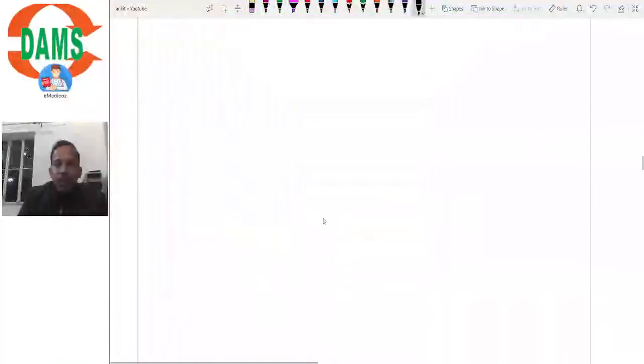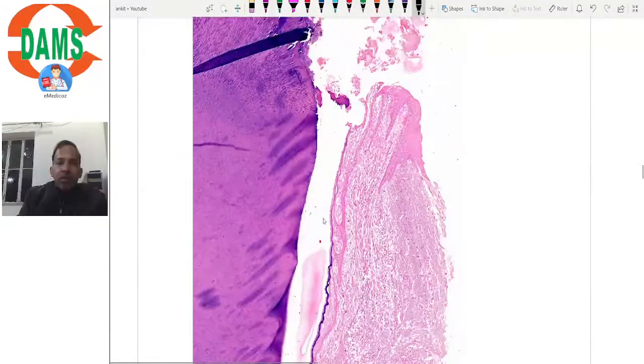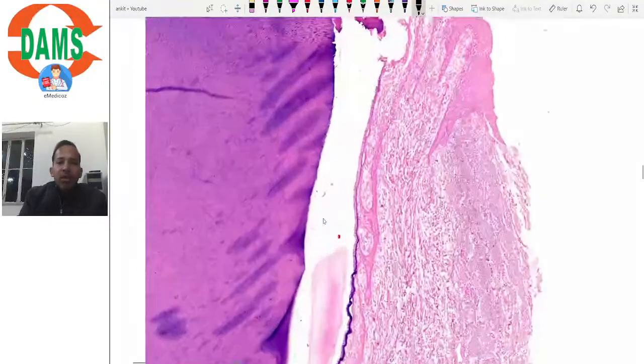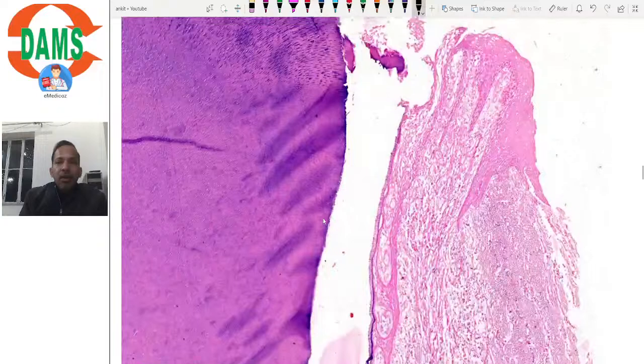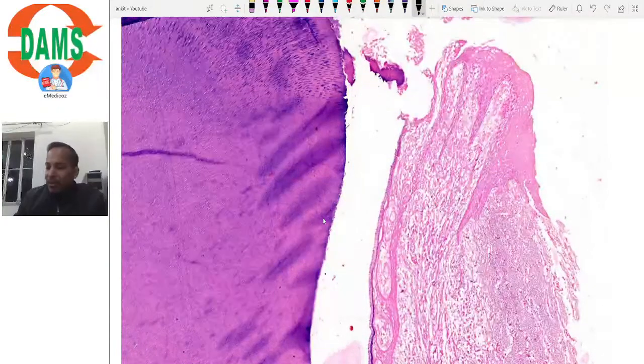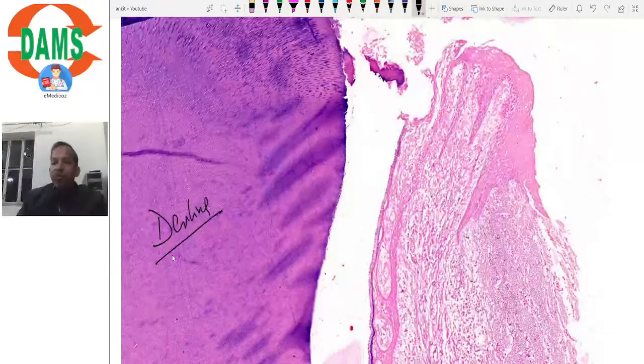So let's move to the next tissue. What do you see here? Again, we have a histological section of a tooth along with its PDL, isn't it? So on the left, we have dentin, or you can say the section of the root.